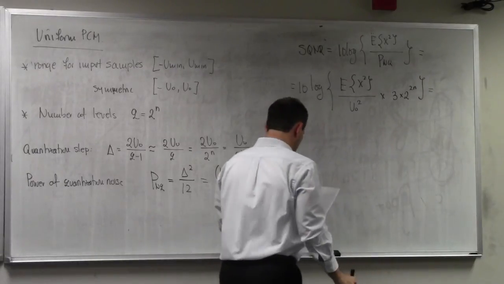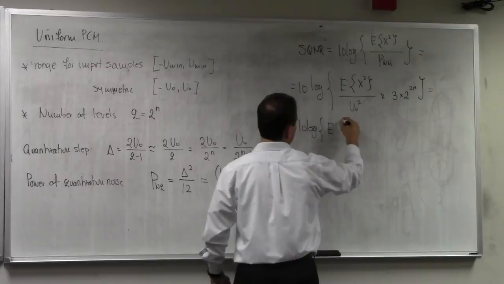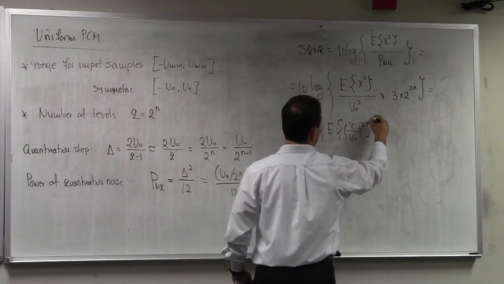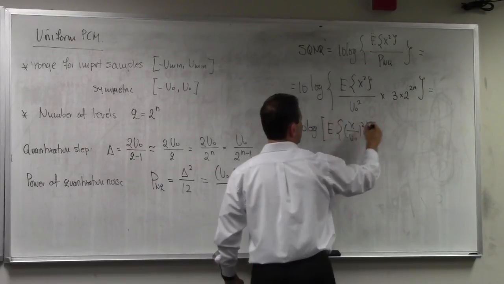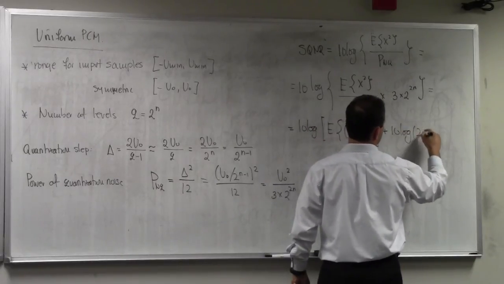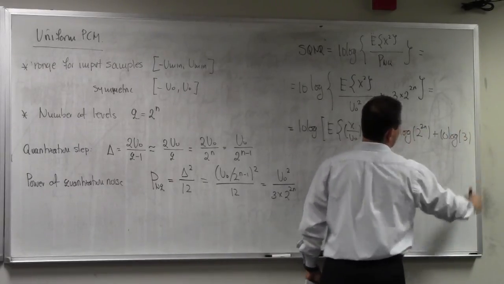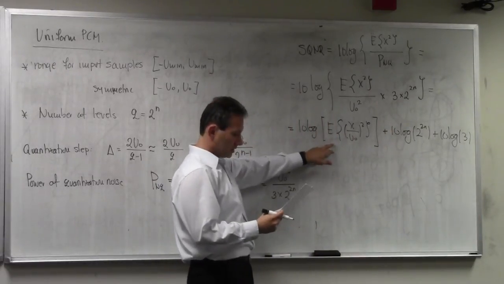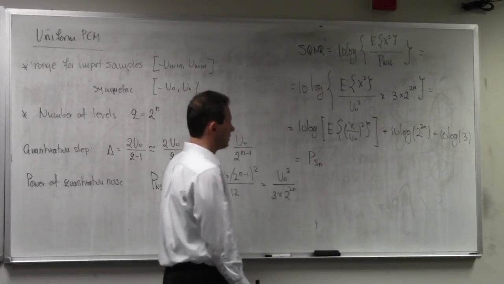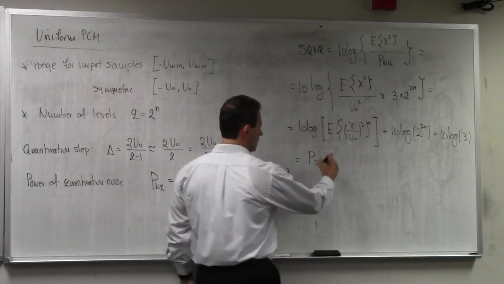And then if we unwrap this a little bit, this becomes 10 log of the expected value of [x over u0] quantity squared, and then plus 10 log of 2 to the 2n, and plus 10 log of 3. Now, this first term here is the power of the signal, normalized to the range of the quantizer and expressed in dB.